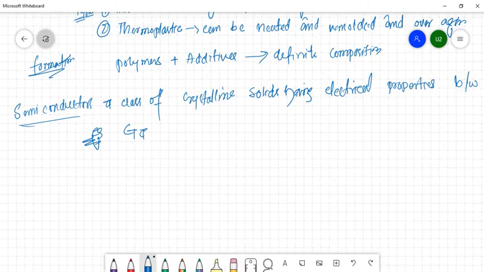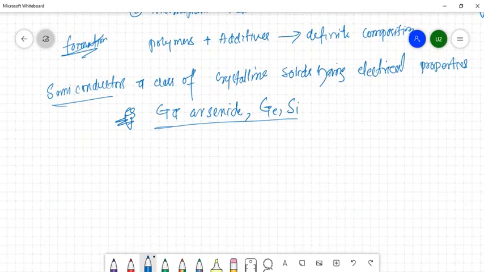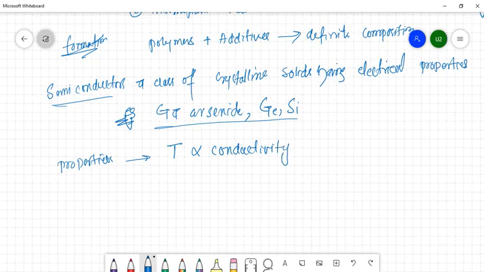Gallium arsenide. We have germanium and silicon. These are the most common examples of semiconductors. And if we talk about its characteristics or properties, so we can say that temperature is directly proportional to conductivity. What does it mean? It means that if you increase the temperature of that semiconductor, its conductivity increases. Right?